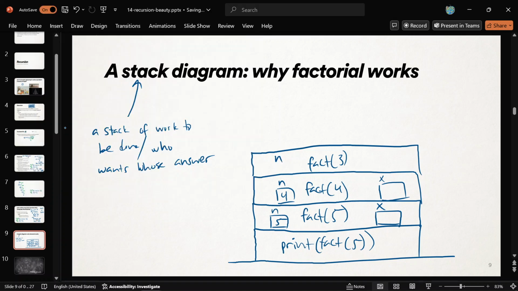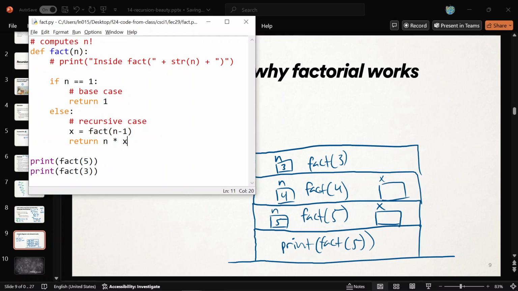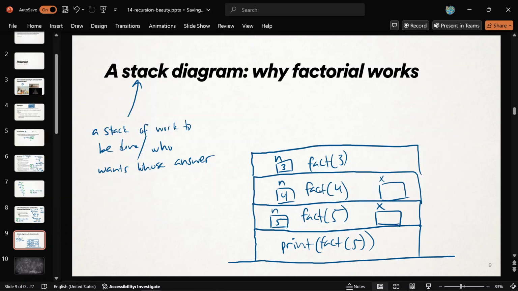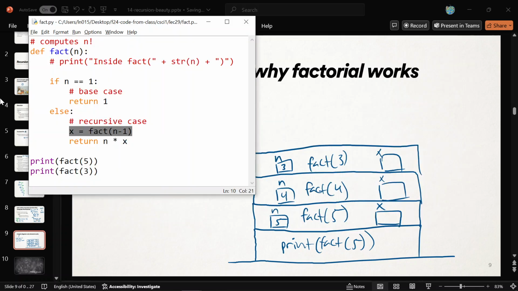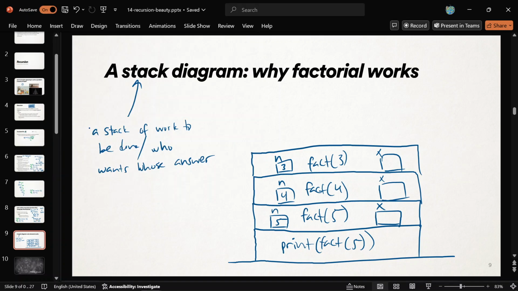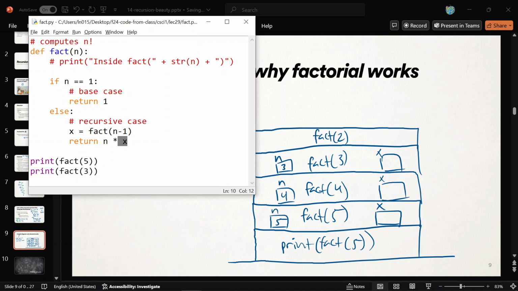And so fact of 3, again, has its own n variable, which is 3 now. And it's going to try to make, well, it's still not 1. It's going to hit the recursive case again. It's going to try to make its own local x variable. And fact of 3 is defined in terms of fact of 2, so it has to go off and call fact of 2. It doesn't have that answer yet still. So it's going to wait on it. It's going to go and ask for it. All right, fact of 3 is going to go call fact of 2. And once it gets the answer back, it can multiply that by its 3, but it does not have that yet. Okay, it's not ready to return.